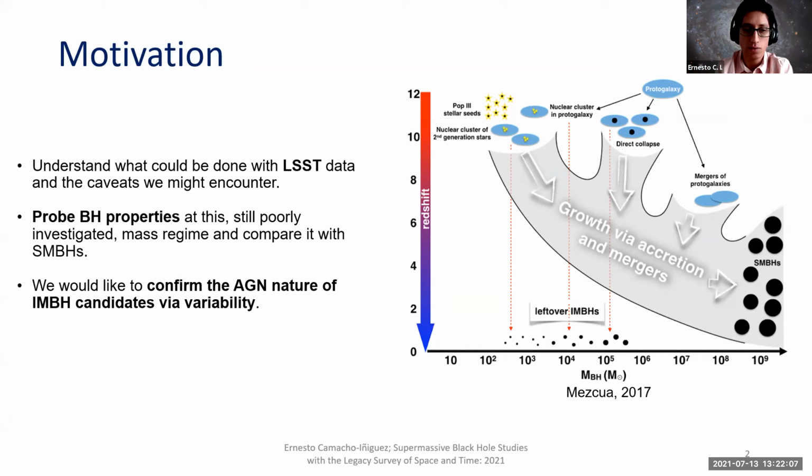And finally, we would like to confirm the AGN nature of intermediate mass black hole candidates via variability. Another thing to point out is that by investigating intermediate mass black holes, we can have insights on the origin and evolution of supermassive black holes.